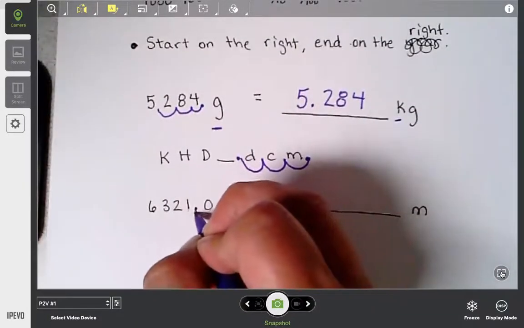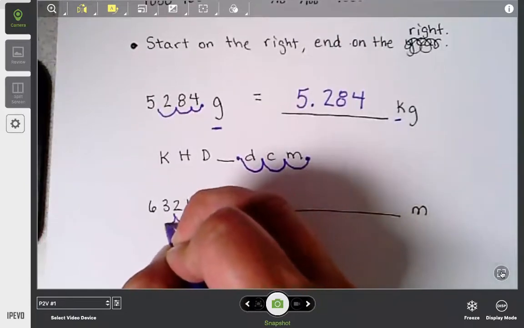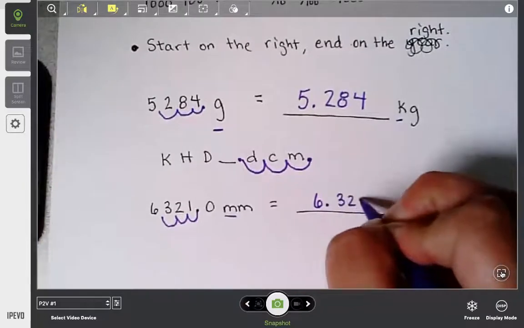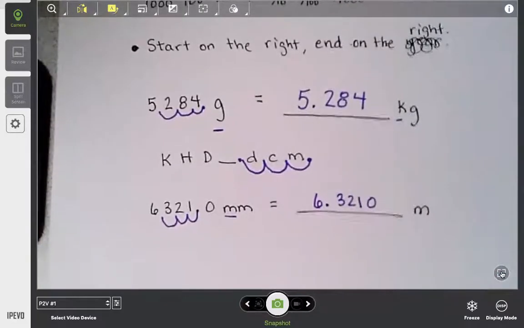I'm going to do the same thing in my number. 1, 2, 3 places to the left. And I get 6.321, and I can leave that 0 there, meters. Questions?